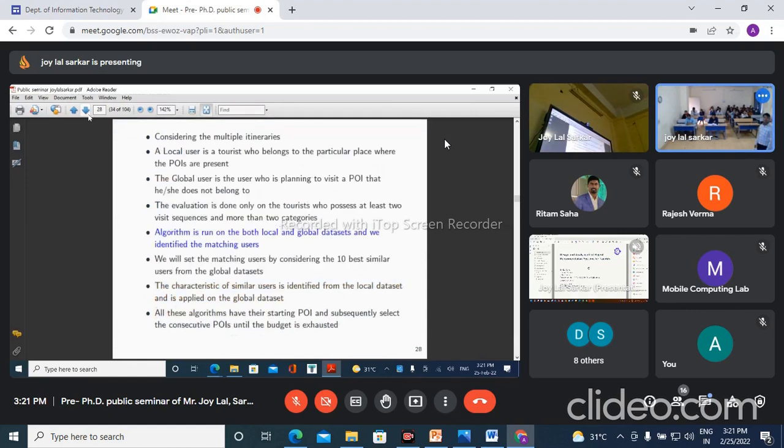You can see that the algorithm is run on both local and global data sets because we have two data sets. One is local user, another is global user. Okay. After that, from the local user, we have identified some of the users. So we target some users. And for a particular user, I need to find out the global users, who are managing the interest level.